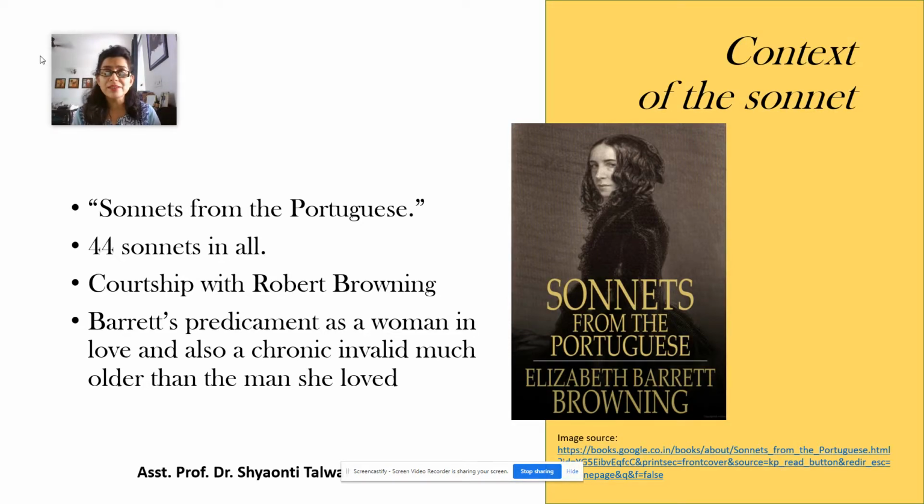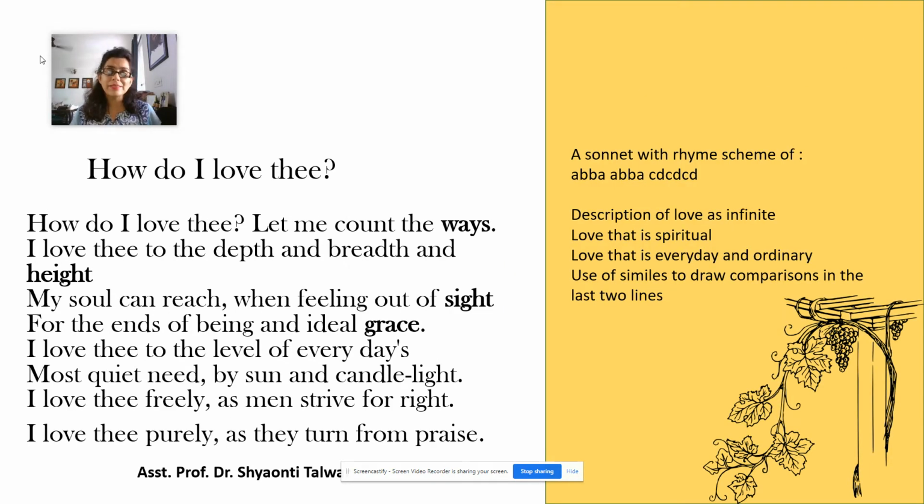And this was written during the time of her courtship, when she was in love with Robert Browning before she got married to him. The sonnets reflect Barrett's predicament as a woman in love, but at the same time, her state as a chronic invalid, as someone who does not keep well, and as someone who is much older than the man she loved. So let's look at the present sonnet.